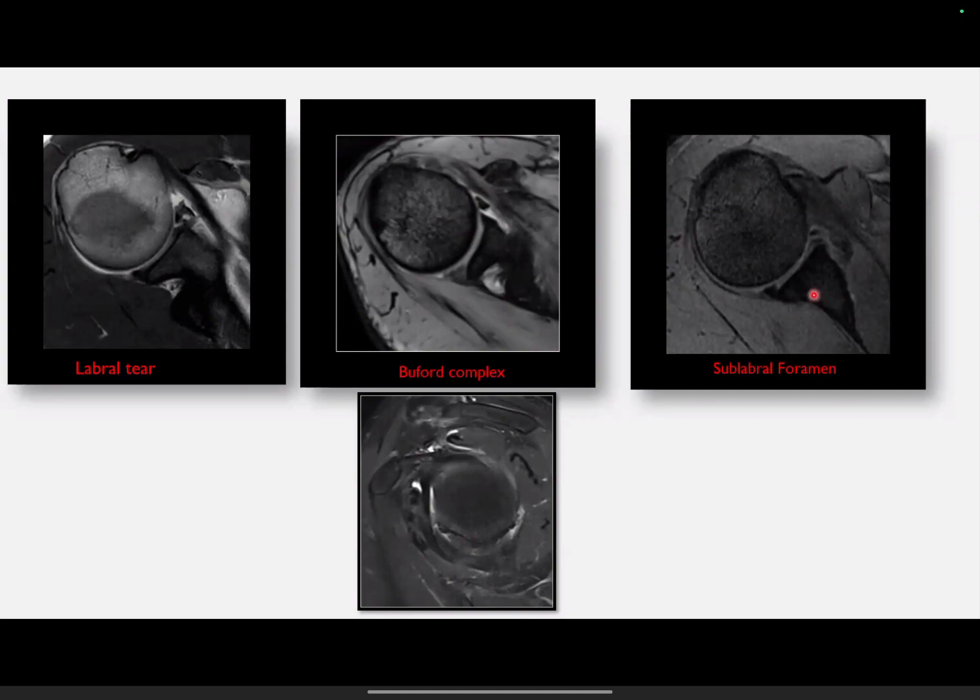And third is sublabral foramen. Sublabral foramen is situated between the 1 to 3 o'clock position. If you compare the first and third image, the margins of the sublabral foramen will always be smooth, and the labrum signal also will be intact, and adjacent there won't be any fluid or capsule injury.